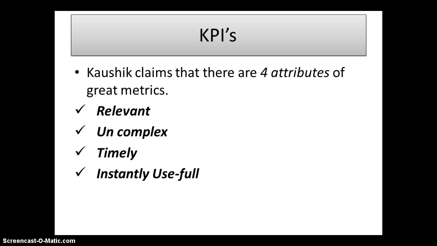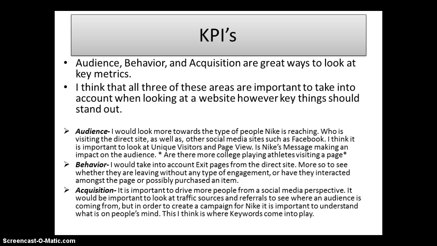So KPIs: we learned that there are 4 attributes of great metrics: relevant, uncomplex, timely, and instantly useful. So for the KPIs, I really want to take a look at audience, behavior, and acquisition. I think that all 3 of these areas are very important. However, I think that based off of your type of website or your brand or campaign, that really determines what key metrics you're going to measure.